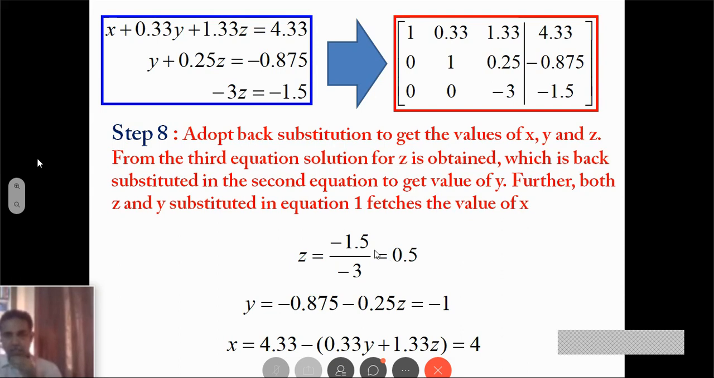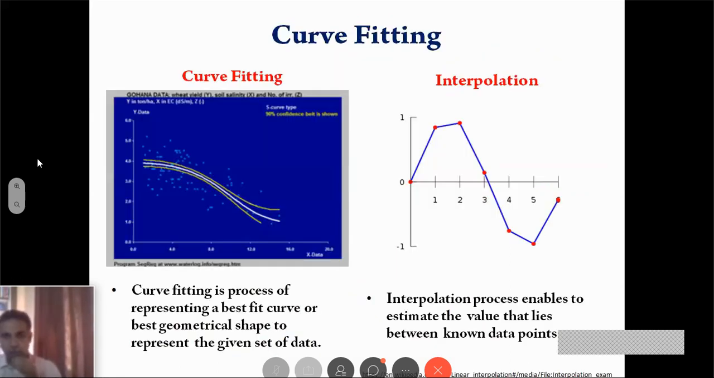These are the total steps involved in Gauss elimination. These are the simple steps that we need to follow. You can work this out on various examples to reinforce the learning. With this, we'll close the Gauss elimination process and we move to the next part of the discussion, which is curve fitting. Should I stop for any doubts on this? We can proceed further.